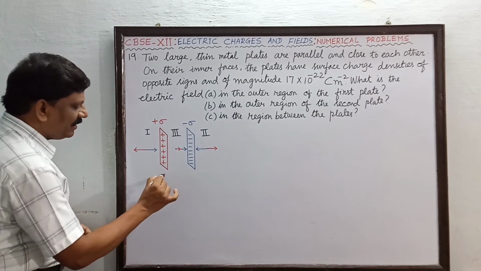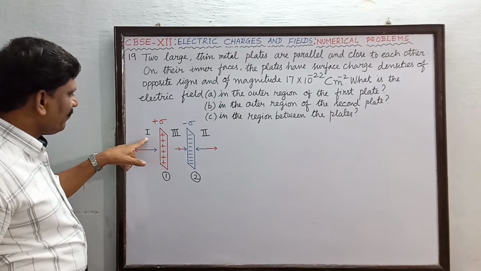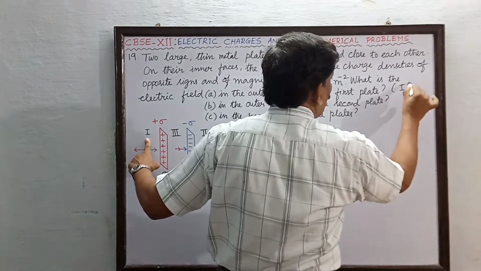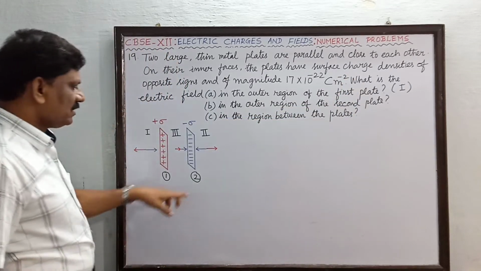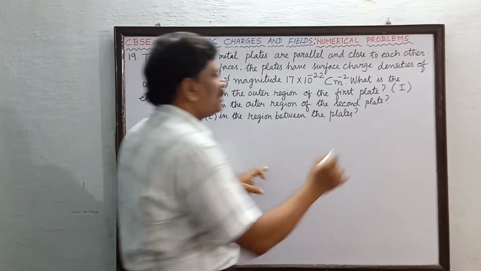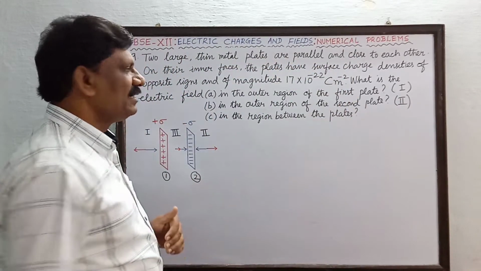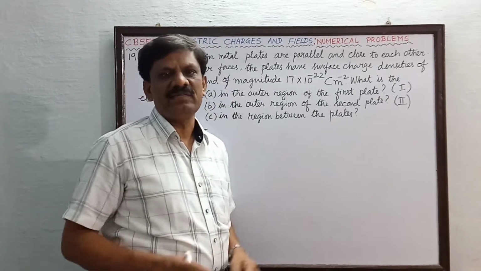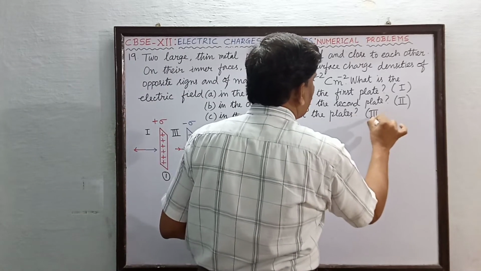So I will call this the first plate and this the second plate. The outer surface of the first plate is region 1. And what is the electric field in the outer region of the second plate? If this is the second plate, the outer region on the right side is region 2, which is outside of the second plate. Third one, what is the electric field in the region between the two plates? That is region 3. So in region 3, what is the net electric field?